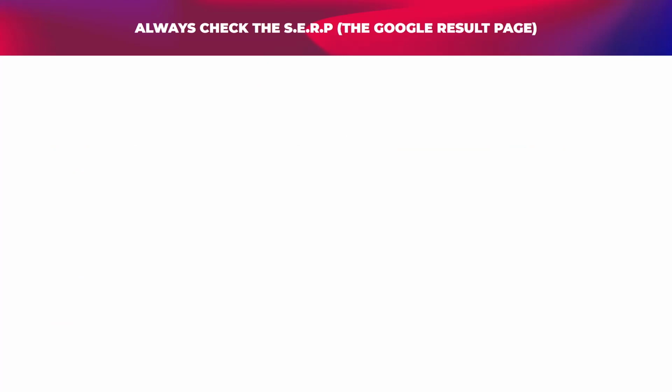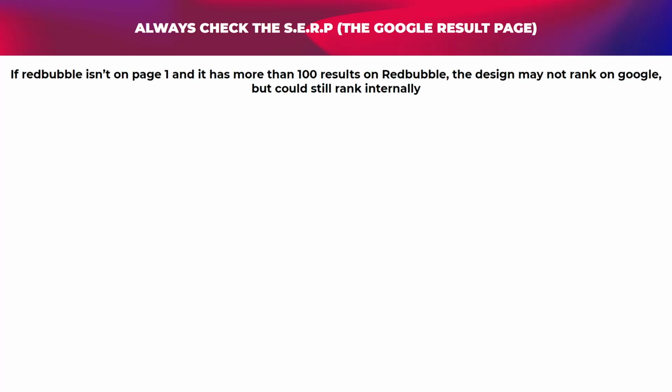My biggest tip in terms of SEO would be always check the search engine result page. If you don't know what an SERP is, it's basically every time you Google something, you see an SERP. Some more advice is if Redbubble isn't on page 1 and it has more than 100 results on Redbubble, the design may not rank on Google because Google doesn't think it's relevant. But it could still rank internally, but personally I don't think it would be worth making the design if the keyword doesn't rank on Google.